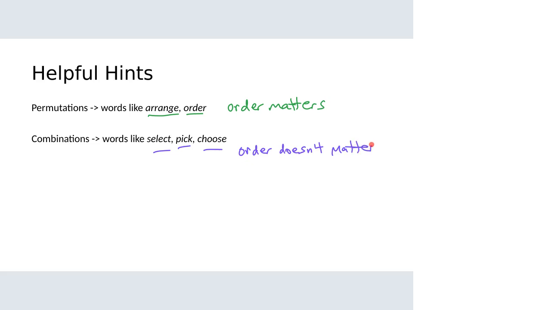If you happen to see one of these words in the problem, it's a really good sort of clue. Also, if you don't see one of those words, what you could try to do is replace the words you've been given with one of these, and then see if it makes sense. If it makes sense to say, oh yeah, this is an arrangement I'm making, these things are going in a certain order, so order matters. Or I'm just choosing here. Order doesn't matter, and that's how to decide combination.